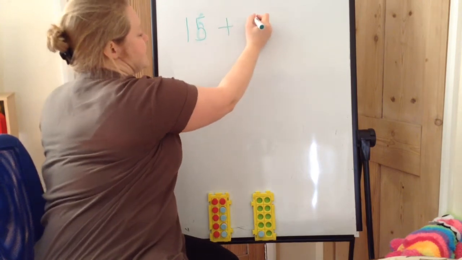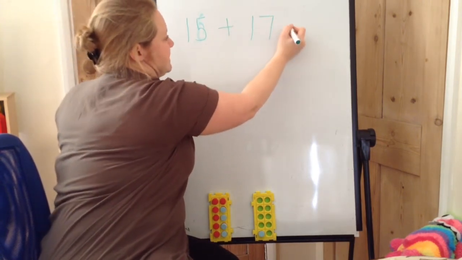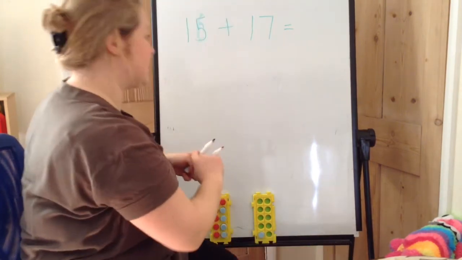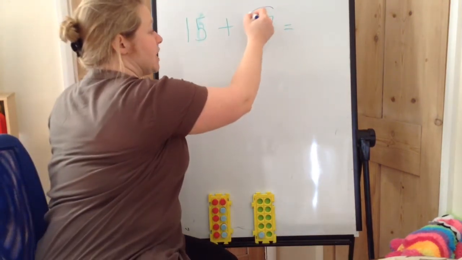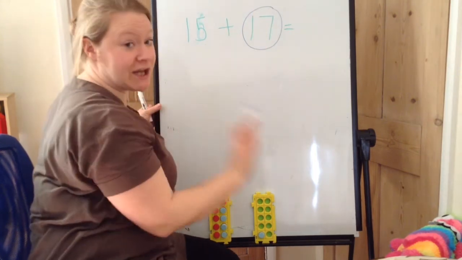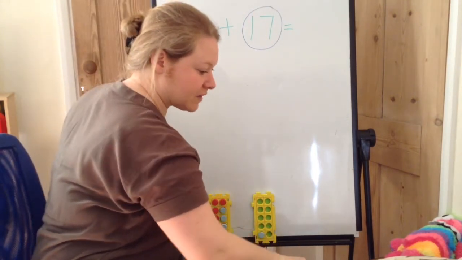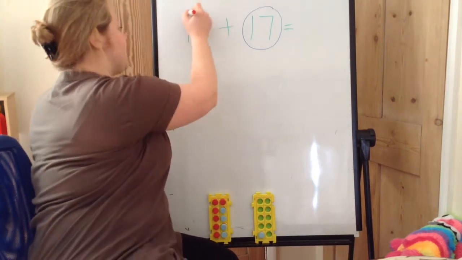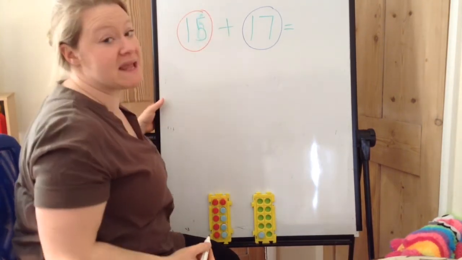15, add 17. Okay, so here our biggest number is second. I'm going to leave this one alone. Keep it whole. But we're going to break up this number into parts to make it easier to add.